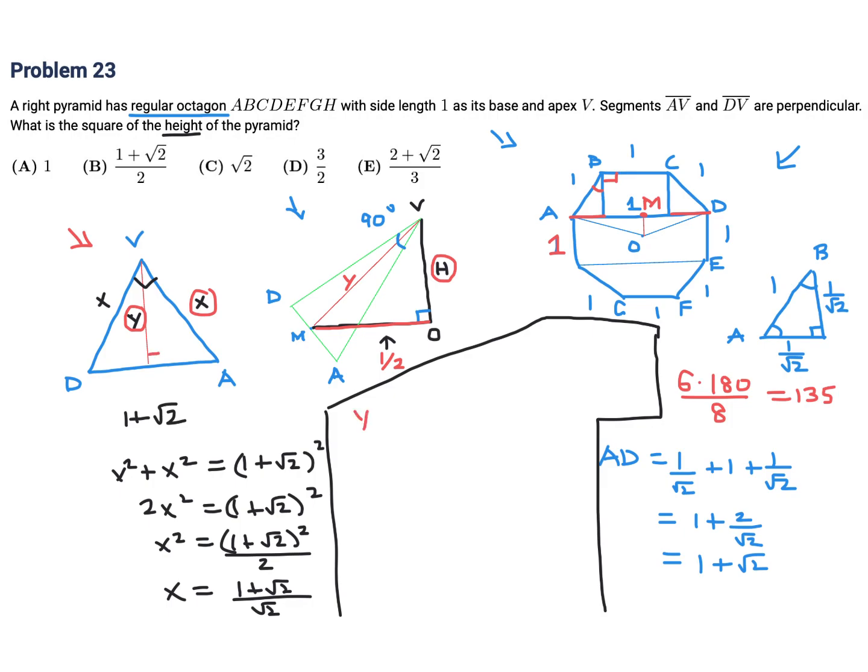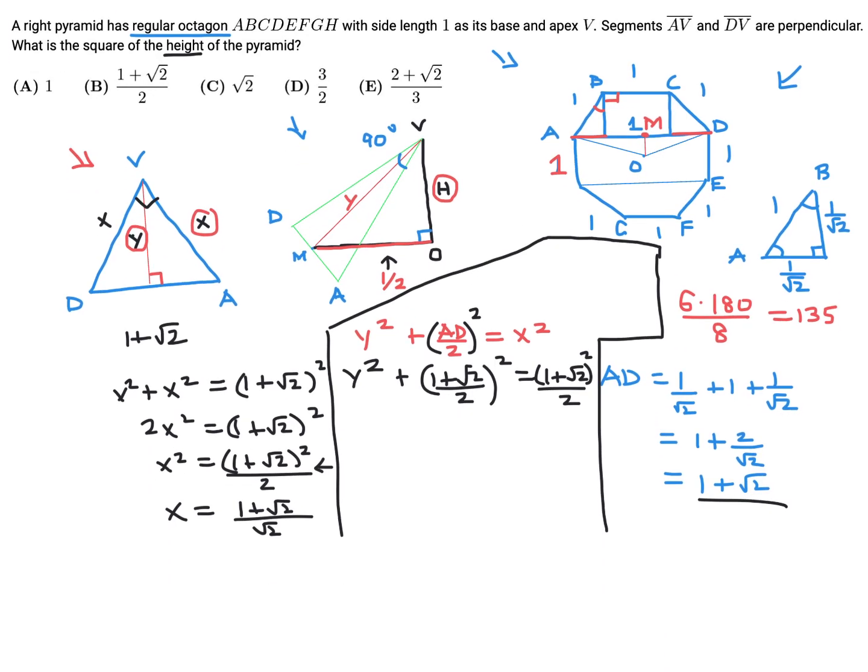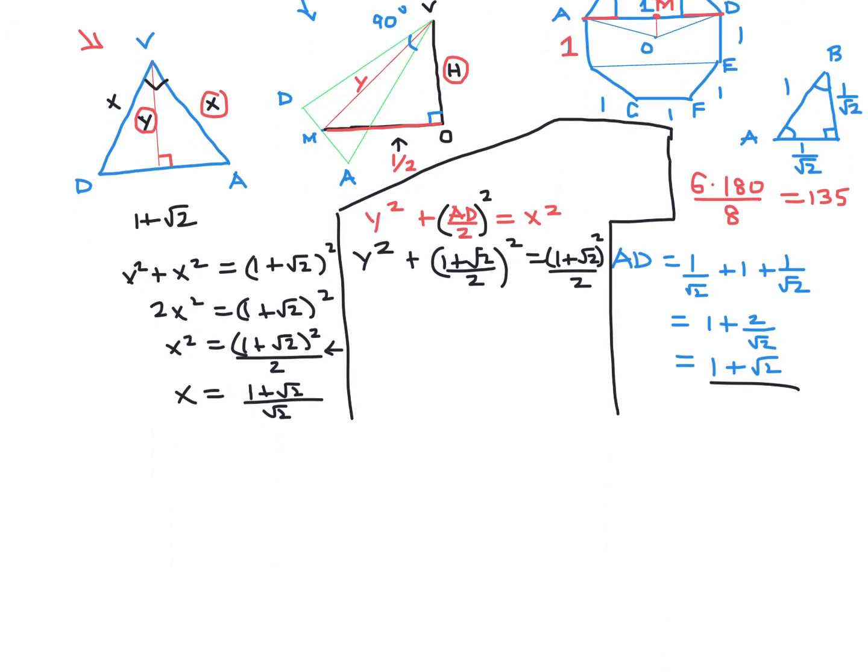Since this is a right angle, y squared plus AD over 2 squared is equal to x squared. So we have y squared, and AD is 1 plus root 2, over 2. I forgot to square that. And then x squared is right here, so let me plug it in: 1 plus root 2 all squared over 2. Let me just see if I did that properly. I did. Okay, so now I'm going to do this algebra here.